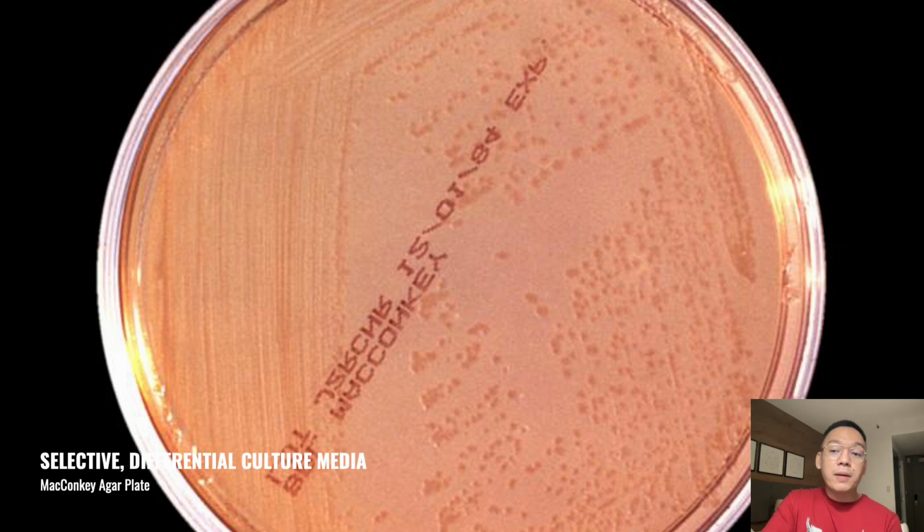Another type of media is a selective and differential culture media, a MacConkey agar plate with an active bacterial culture. This is Proteus vulgaris. MacConkey agar plates are selective for gram-negative bacteria, so only the gram-negatives grow in this medium. And they are differential for lactose-fermenting species and non-lactose-fermenting species.